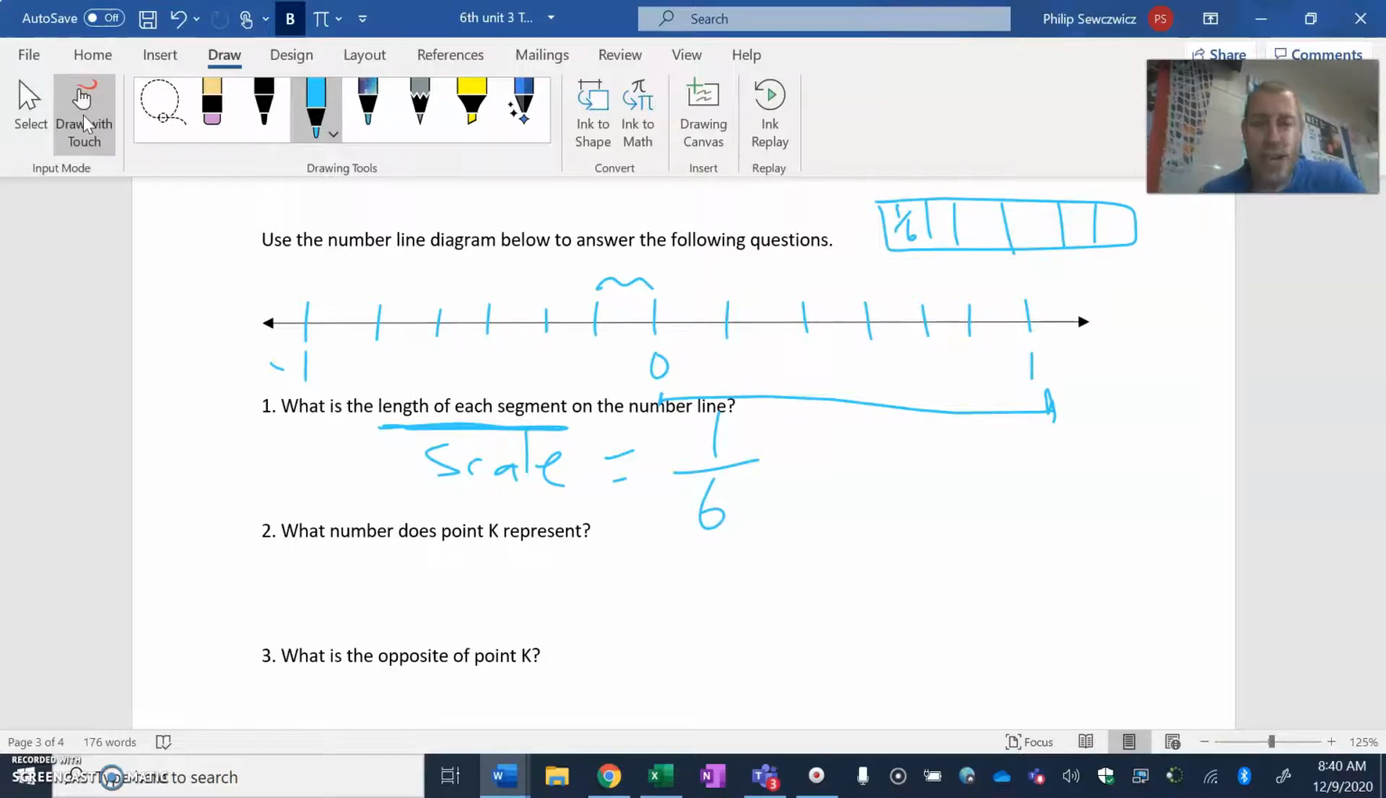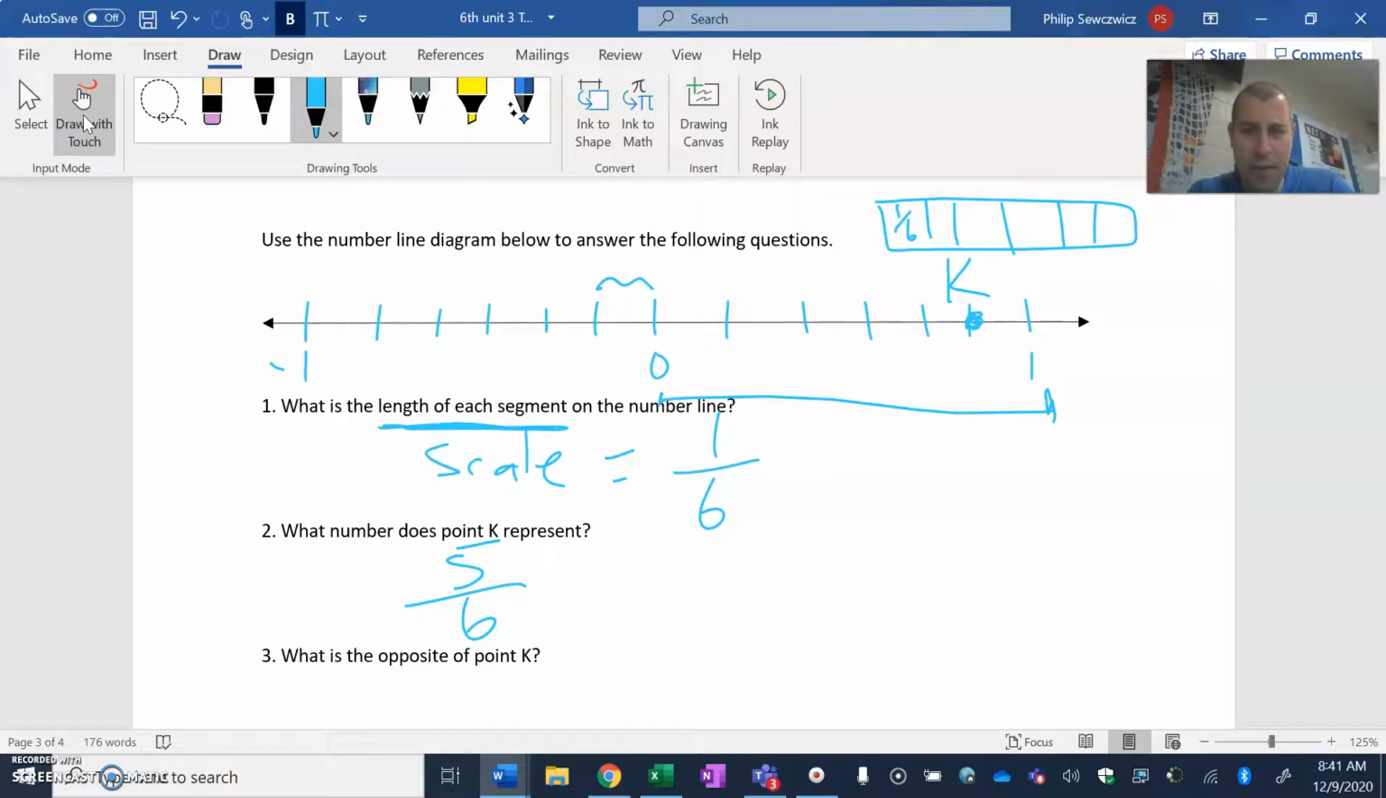What does point K represent? Well, let's put point K on here. Let's put K right there. Take a moment here. What does K represent? Well, 1/6, 2/6, 3/6, 4/6, 5/6. So again, fractions we're dealing with here, people.